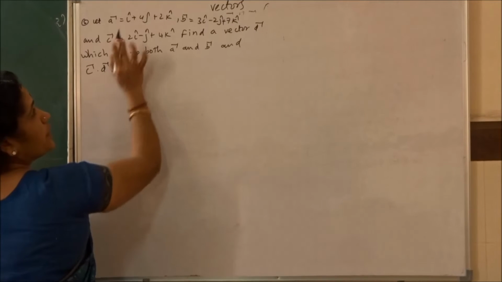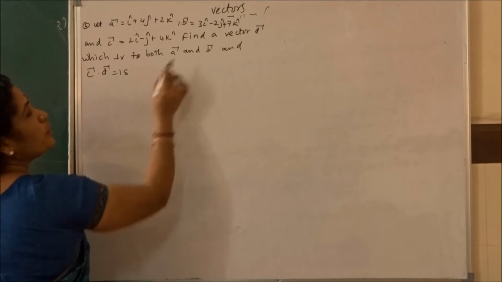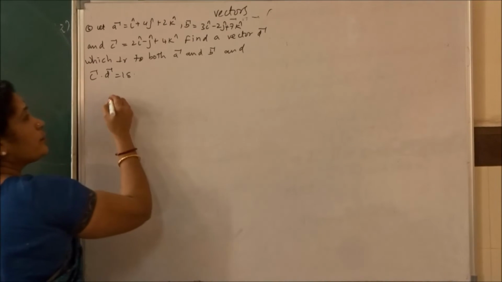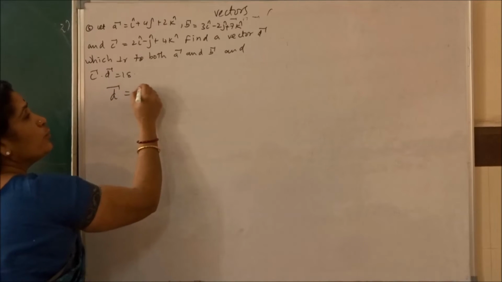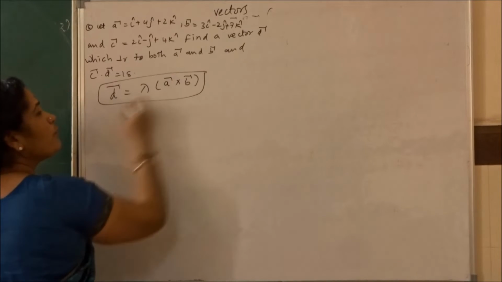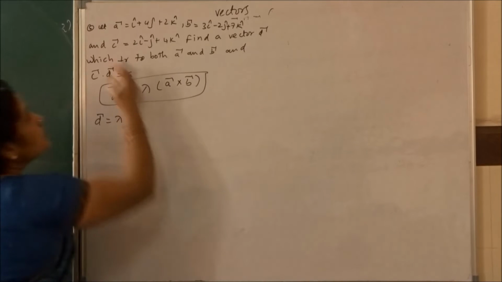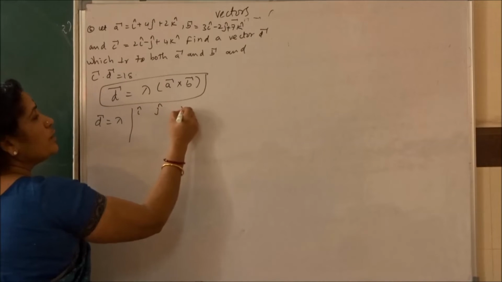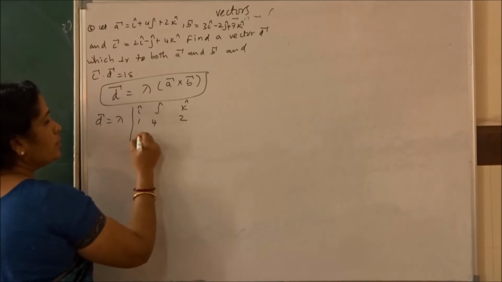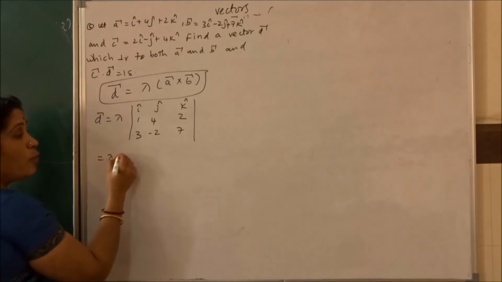Now see what is given here. A vector given, B vector given, C vector given. Find a D vector which is perpendicular to both. I told you, if any vector is perpendicular to both vectors, then we can write D vector equal to lambda into A vector cross B vector. Clear to you? So you have to find D vector. D vector equals lambda into the cross product. A vector is given as i, j, k, 1, 4, 2, and B is 3, minus 2, 7. I am finding A cross B. Now you have to do the calculation very carefully.